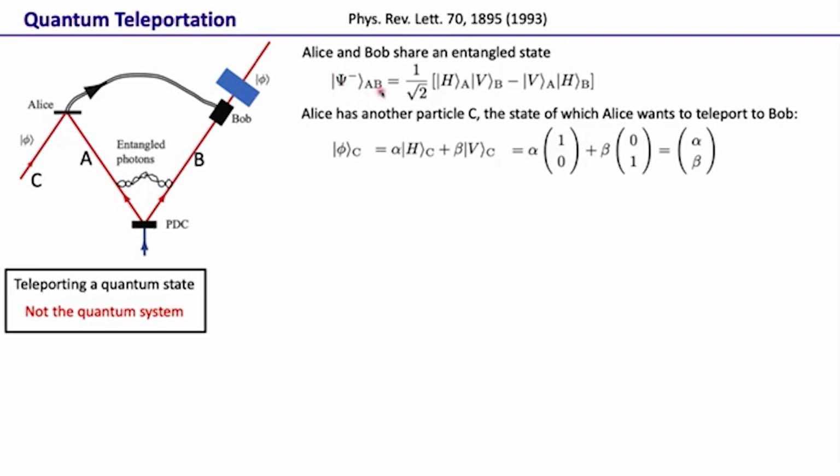And particles A and B, that is Alice and Bob, share an entangled state. So that's a two particle state. We know which particular state they are sharing, but the state of particle C, that we don't know. Of course, alpha squared plus beta squared is equal to 1.